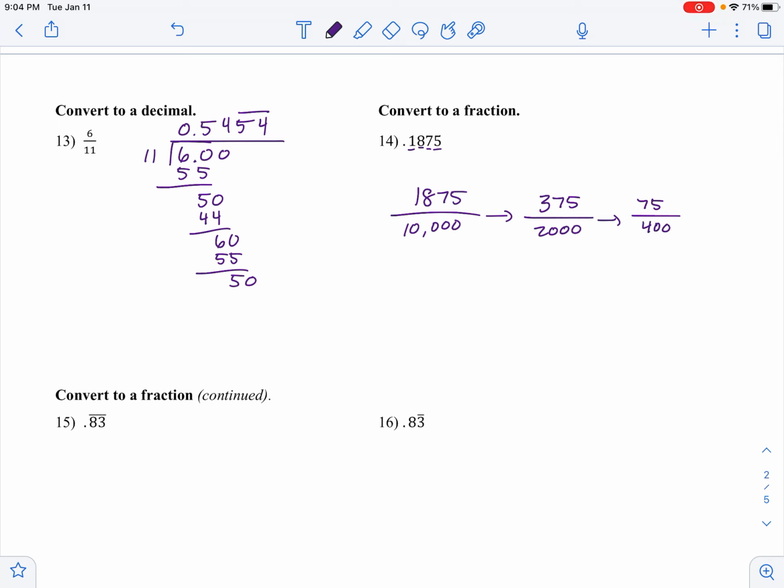And now, let's see, again, I can divide by 5. If you notice that you can divide by 25, you could also do that. I divide out a 25. I divide out a 25. And there is my fraction. Those ones we should have been able to do before today.